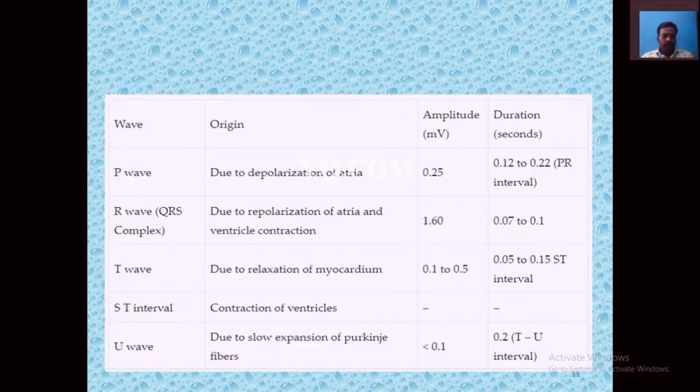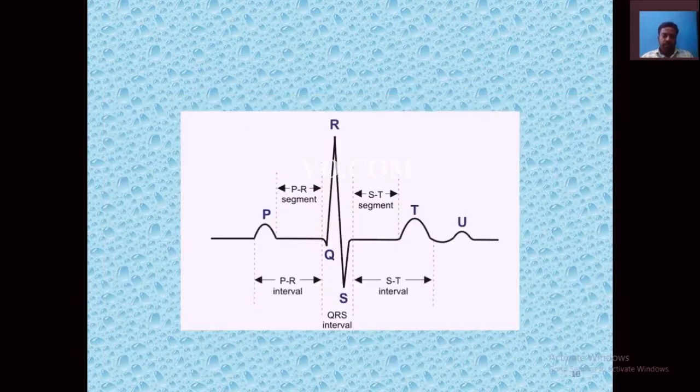Then after that, the U wave, due to slow expansion of fibers. Okay, the amplitude is very much less than 0.1 millivolt. Then the duration is 0.2 seconds. Okay, so this is the waveform description.